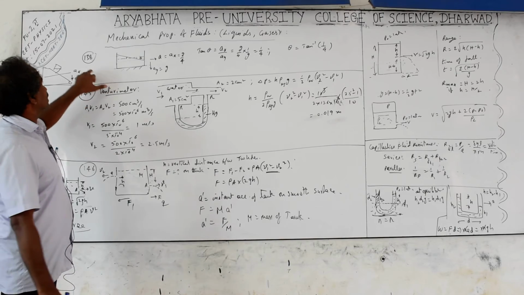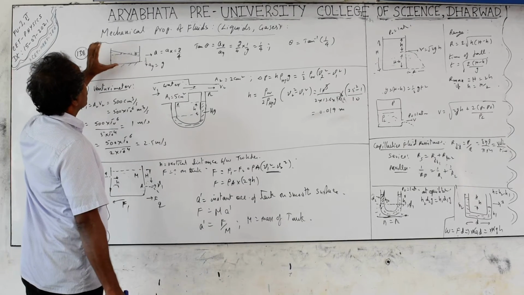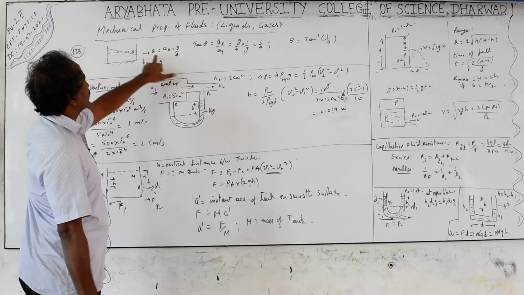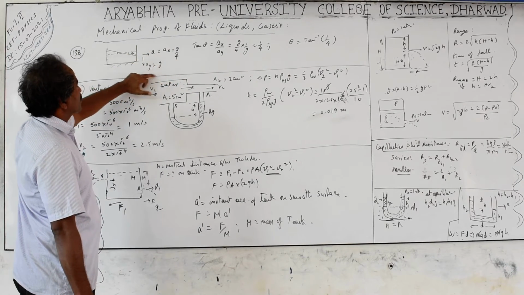Hello students, next problem in this fluids is 138, question number. A tank is kept in the vehicle and the vehicle is accelerated in the forward direction with acceleration A, that is along the x-axis, and the vertical direction acceleration is only g because it is a level surface.